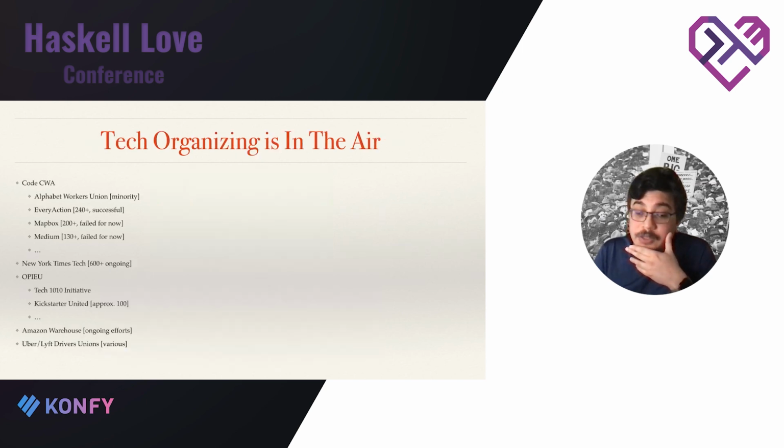So here's stuff that has all happened in the last year, some of which you may have been following and heard about. Under the Communications Workers of America, CWA, there's the Code CWA initiative for organizing software developers and engineers. Probably the biggest, most prominent thing that's happened was the organization of a small subset of Google workers into the Alphabet Workers Union. That's a minority union, so it doesn't really give them any collective bargaining or right to negotiate a contract or anything.